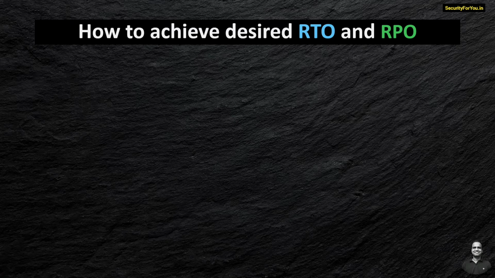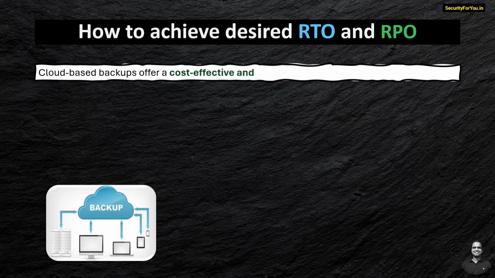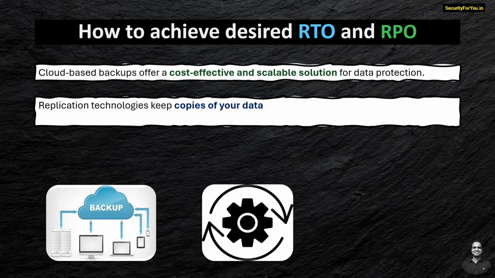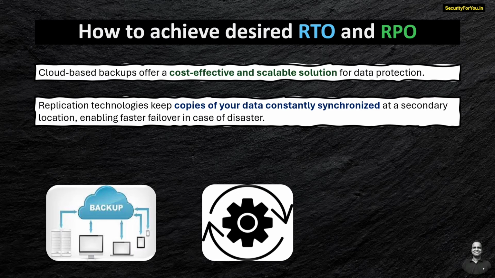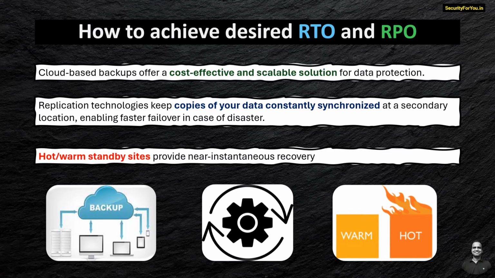How to achieve your desired RTO and RPO targets. Different disaster recovery solutions can help you achieve your desired RTO and RPO targets. Cloud-based backups offer a cost-effective and scalable solution for data protection. Replication technologies keep copies of your data constantly synchronized at a secondary location, which enables faster failover in case of a disaster. Hot and warm sites provide quick recovery for critical applications.